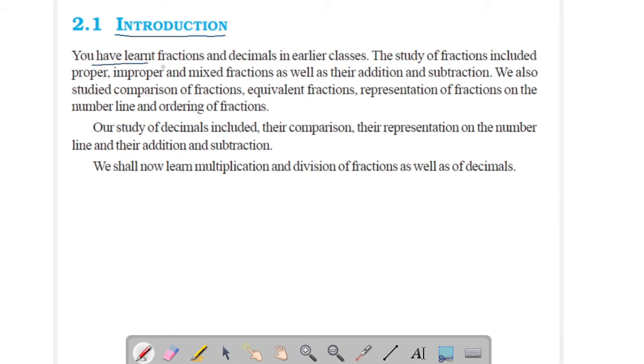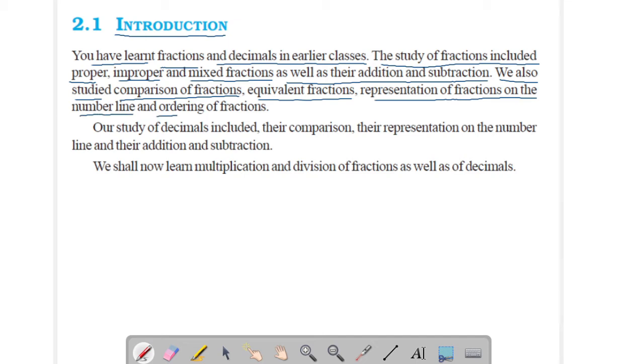You have learned fractions and decimals in earlier classes. The study of fractions included proper, improper, and mixed fractions as well as their addition and subtraction. We also studied comparison of fractions, equivalent fractions, representation of fractions on the number line, and ordering of fractions.